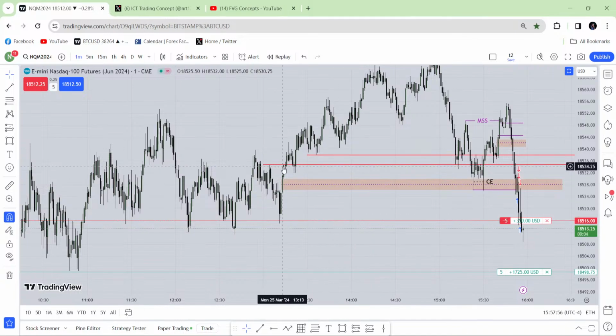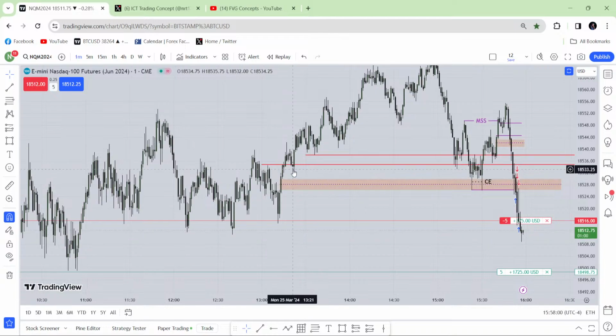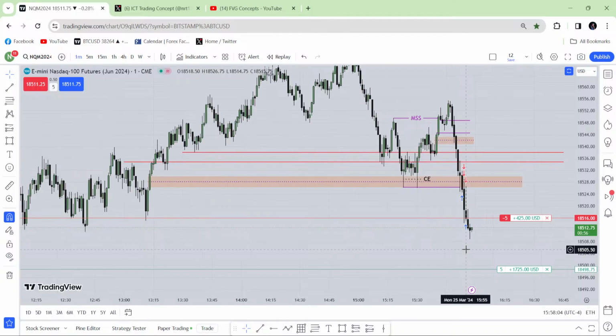Here that was a perfect setup, but market didn't trade the fair value gap. If there was an entry fair value gap, then that could be a perfect setup. But there was no entry fair value gap, so no setup.